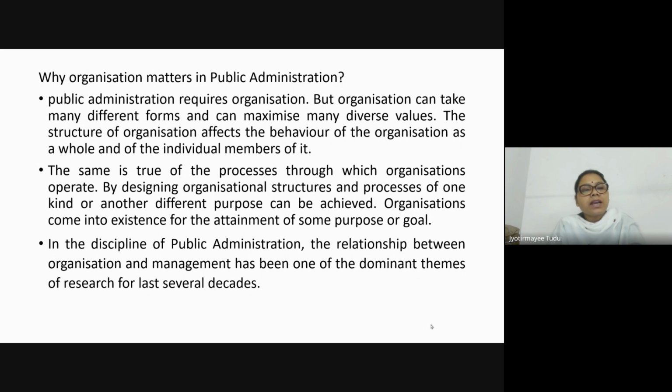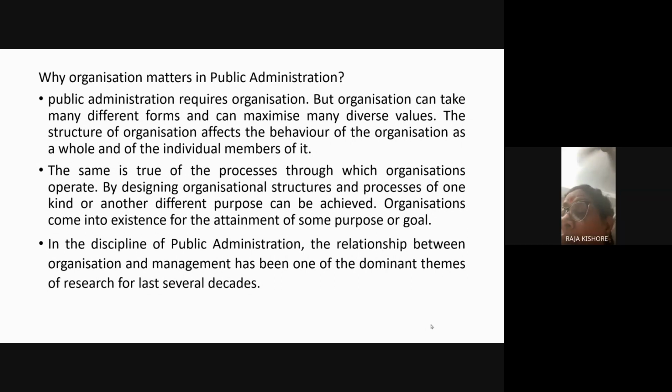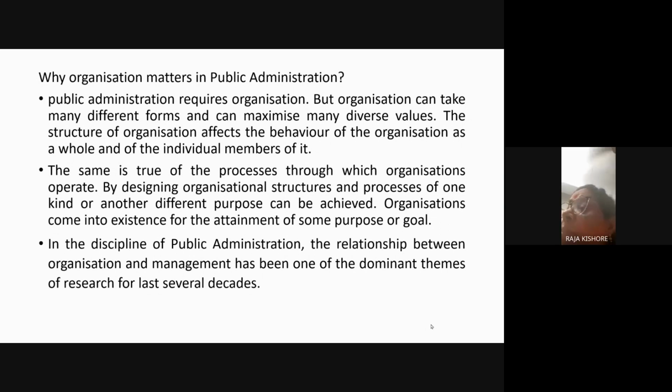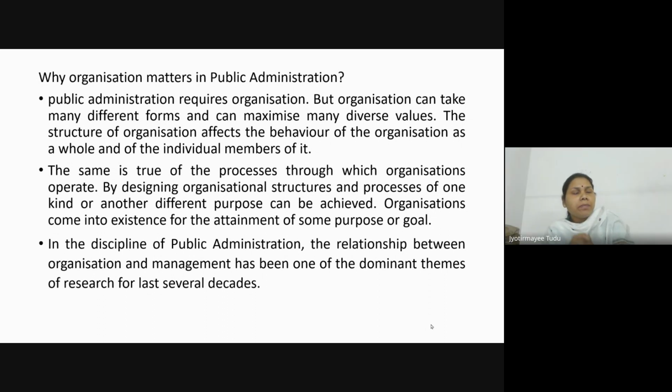Okay, so why this organization means here we need to locate the purpose of the organization. Whenever we come across any kind of organization, society consists of several types of organization. You could say family is an organization, and in a family the organization itself has a purpose. Similarly, while studying bureaucracy, every bureaucratic form of organization has come into existence for the attainment of some purpose or goal.